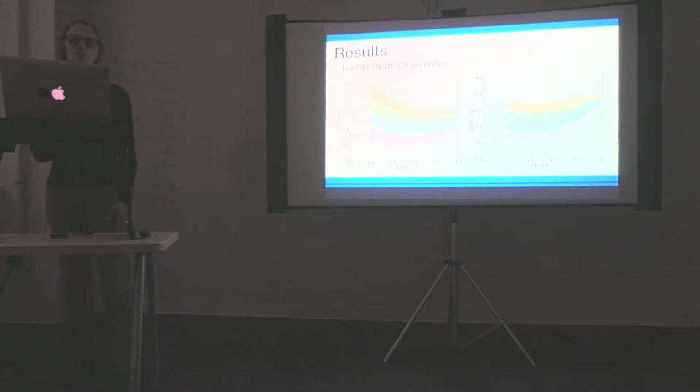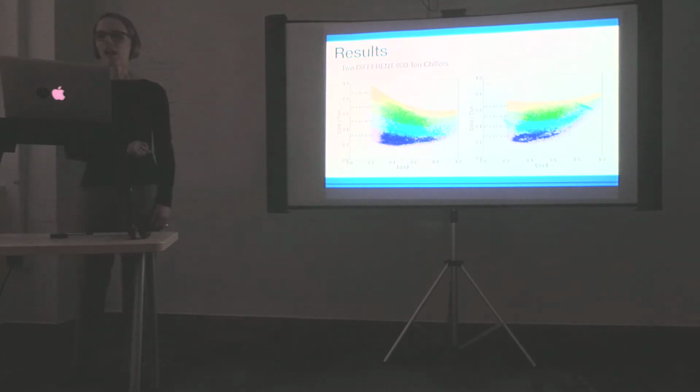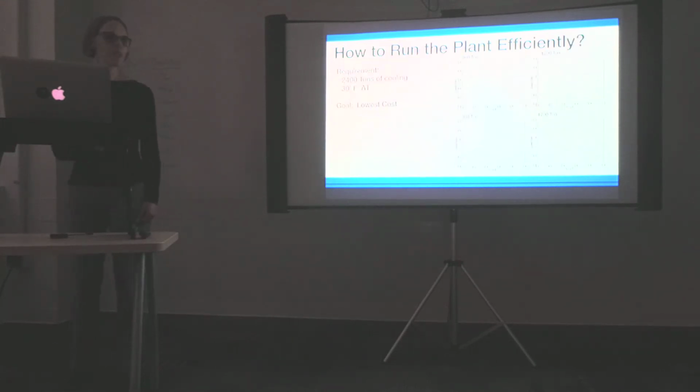So what we have here are some results. These are 2 different 900-ton chillers. Each of the bands represents a 10-degree band of delta T. And when I lay on top the actual chiller data, you can see how the model is predicting what's happening in that chiller. So how can we use this?